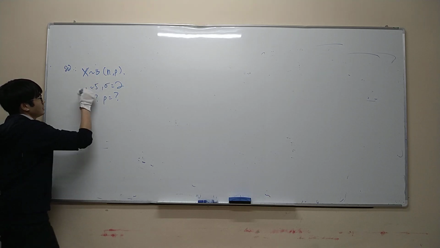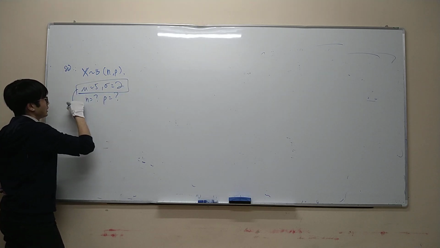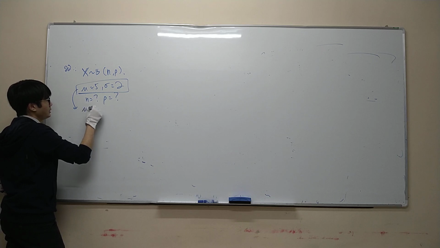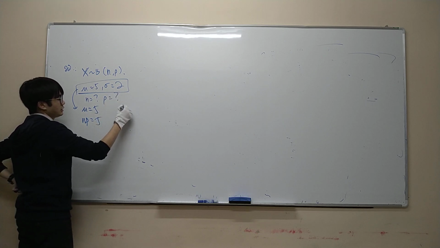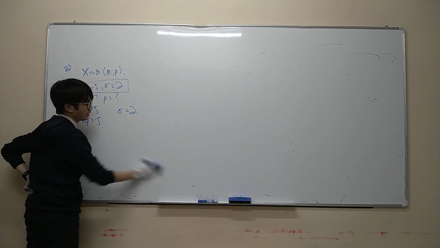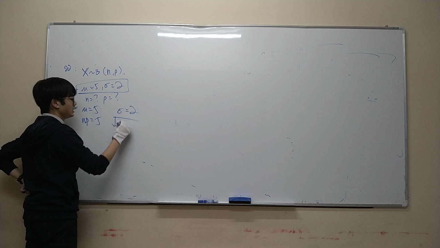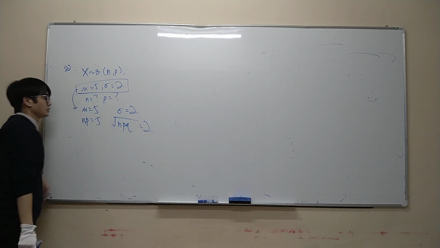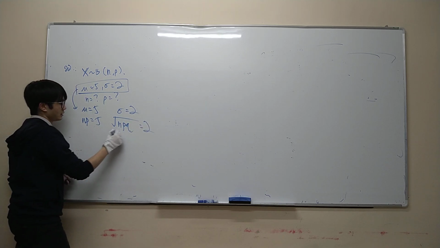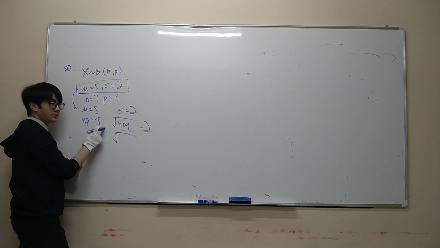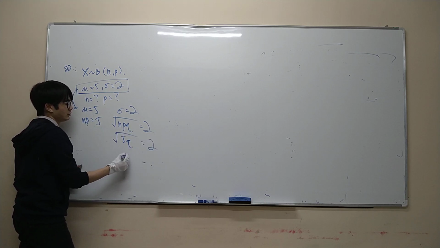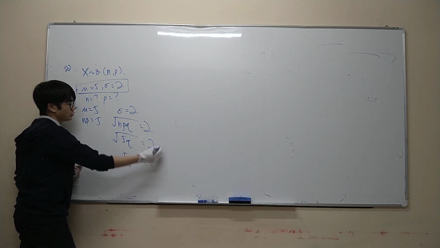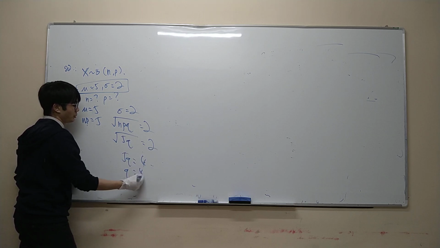They already give you the mean and standard deviation, and you already know the formulas. If the mean is 5, the formula for mean is np, so np equals 5. Standard deviation equals 2. What's the formula for standard deviation? Square root of npq. I know np is 5, so 5 times q is 2 squared, so 5q equals 4. q equals 4 over 5.